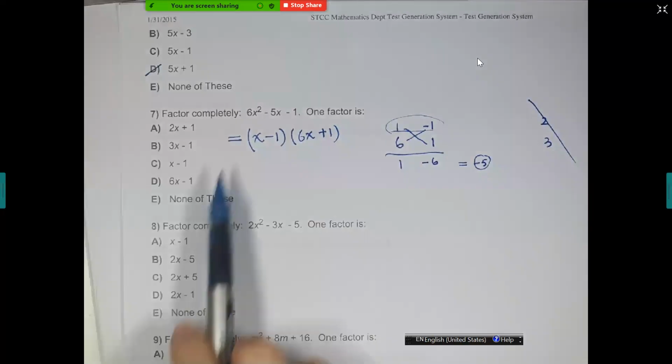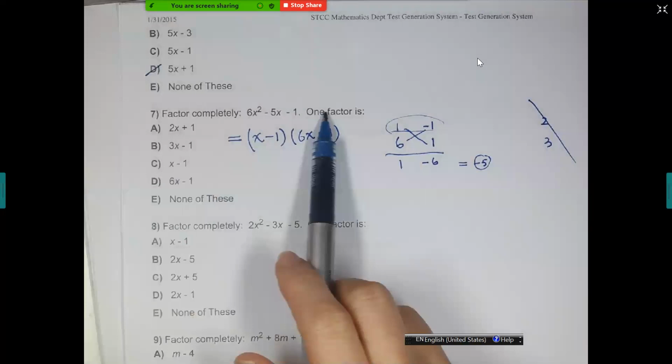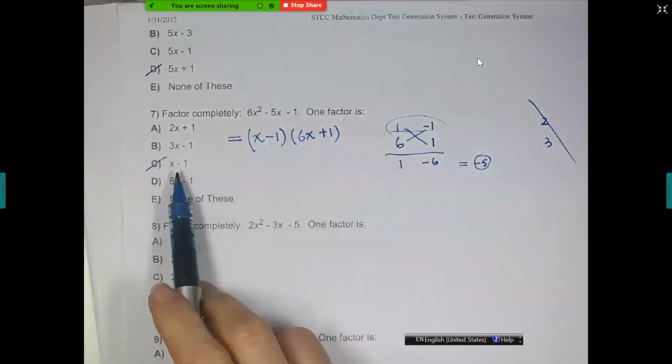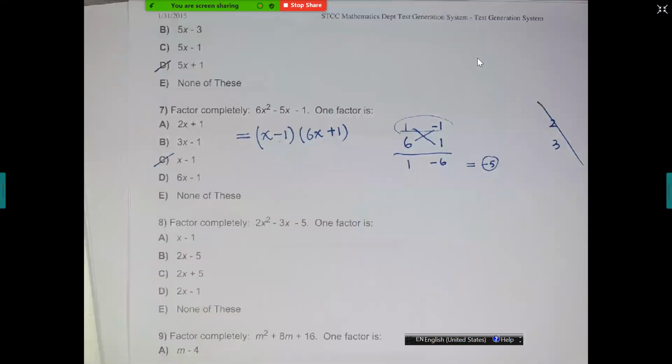Then check the answer right here. One factor, so which one shows up here? This one, x minus 1 shows up right here. So C is the right answer.